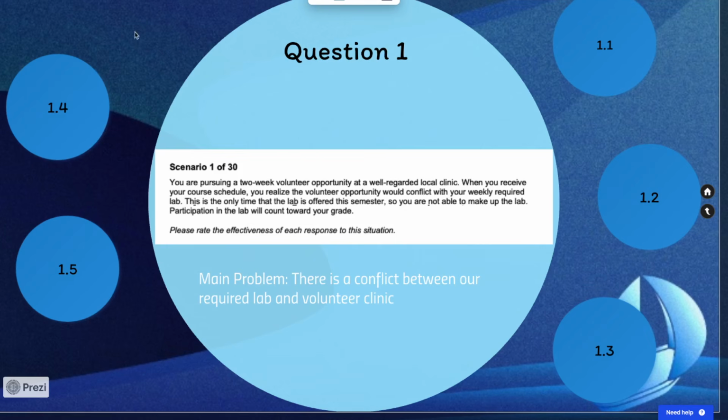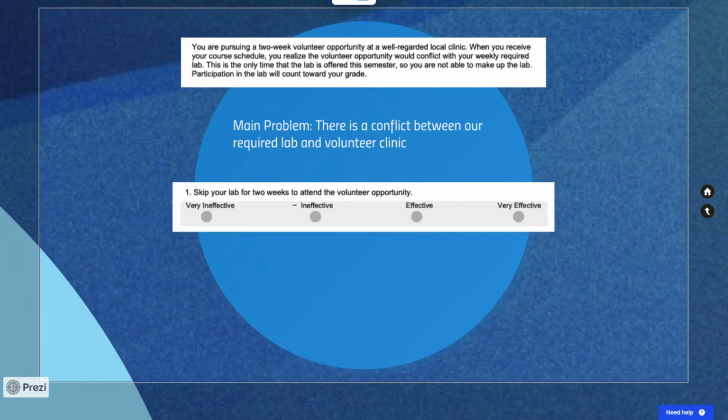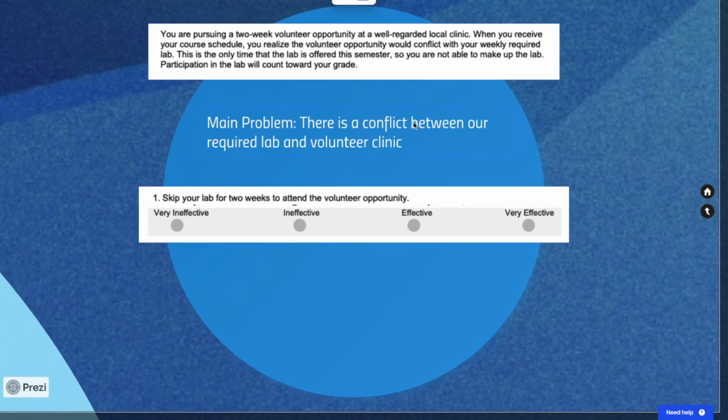Okay, so let's jump into the first response. We have the main problem here, just so we never lose sight of it. The first response that we're given, let me get these out of the way too, is to skip your lab for 2 weeks to attend a volunteer opportunity. Okay, so where do we go now? Remember, our first step, or I guess our third step really, is to narrow down our choices into 2 possible answers.